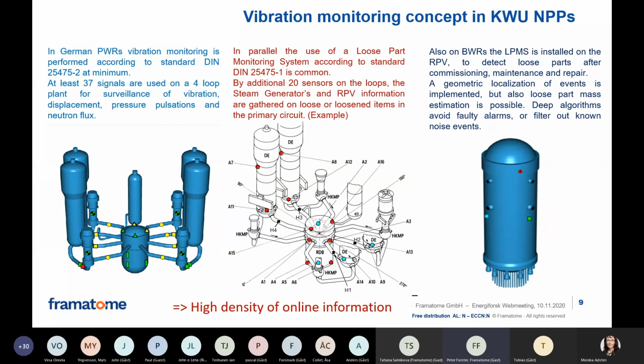Here the standard is more related to the pressurized water reactors, but on the right side, the BWRs are also typically installed with sensors and a loose part monitoring system. There is possible detection of loose parts, a mass estimation, but also some algorithms to avoid false alarms and filter them out. So in sum, a high density of sensors and information is gathered from this instrumentation.